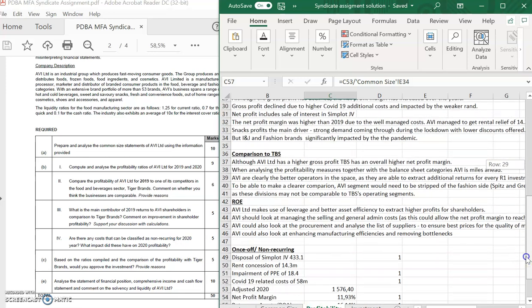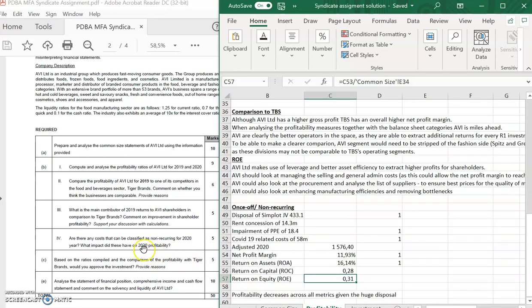Okay, so what I wanted you to do here is I said, what did these have? How did they impact on the 2020 profitability? Not a lot of people actually picked this up, but you're supposed to just adjust your profit level and then quickly look at what impact they had on all your profitability ratios to be able to then compute whether they are still miles ahead of Tiger Brands.